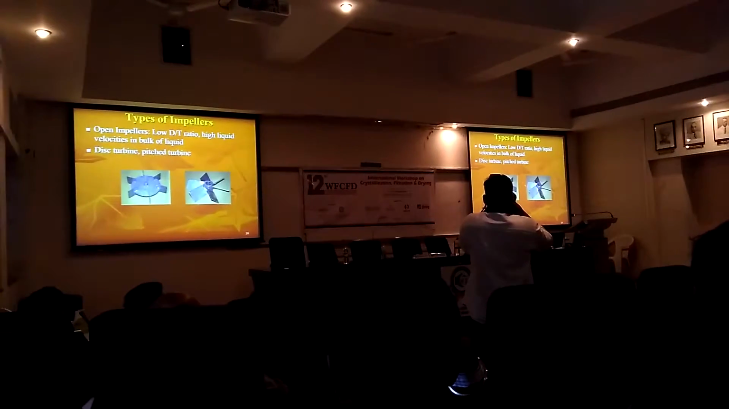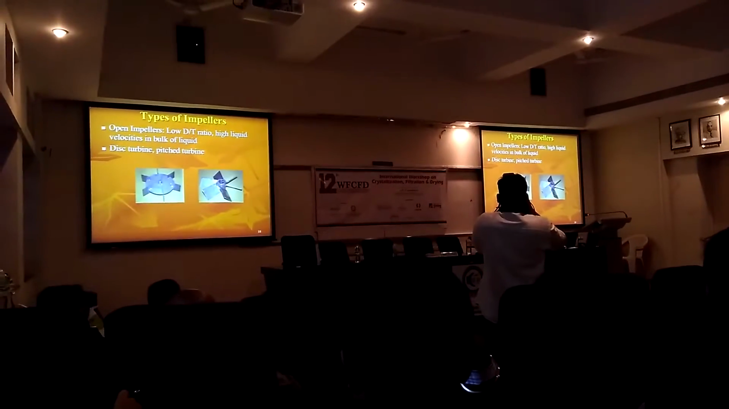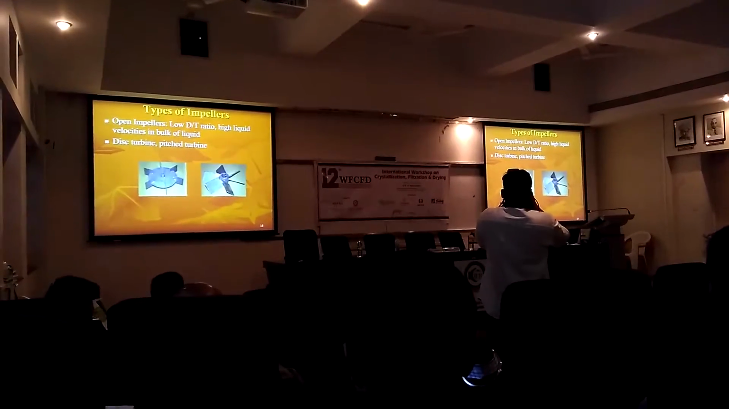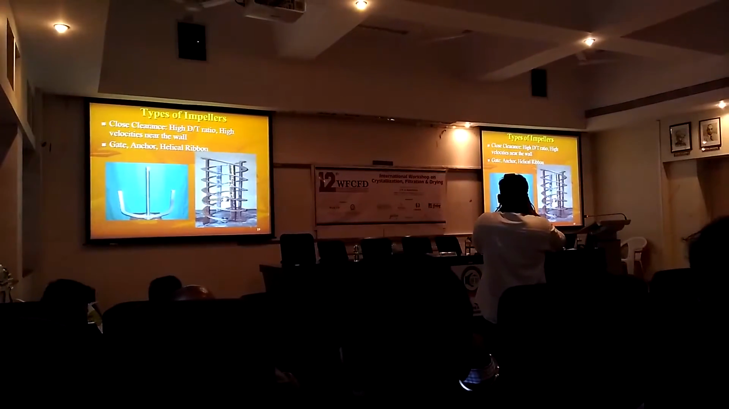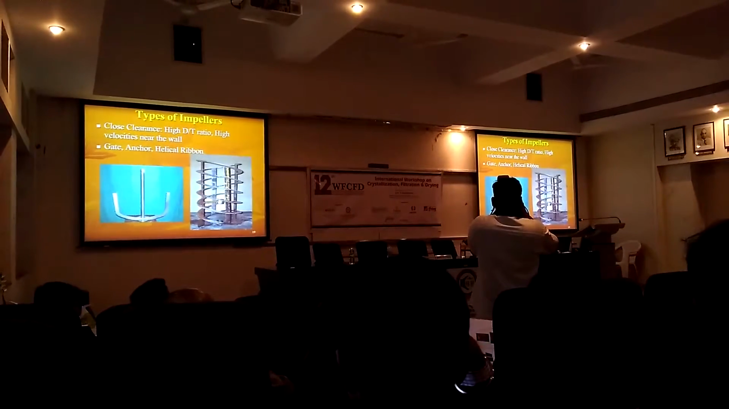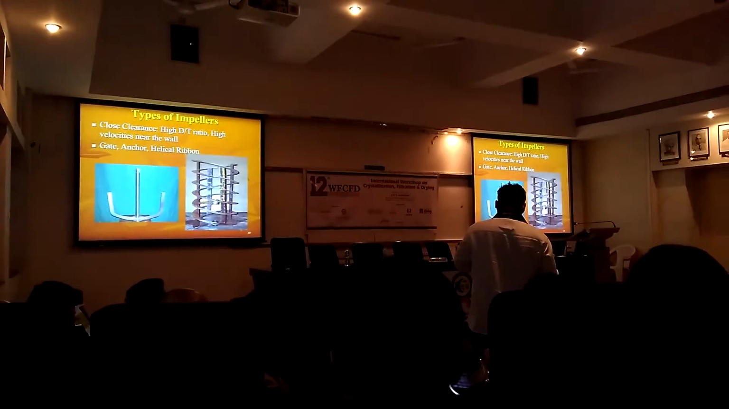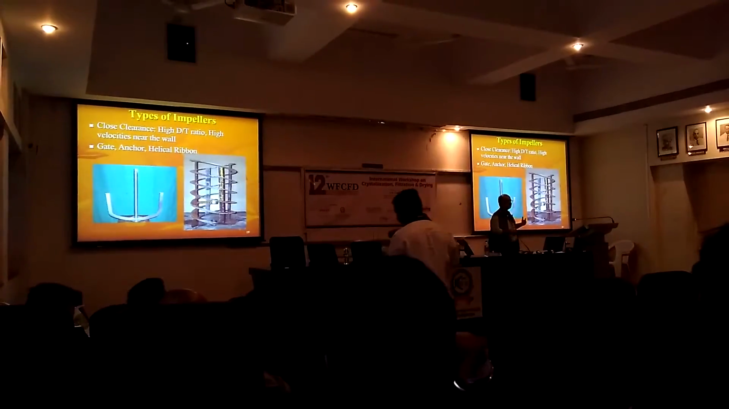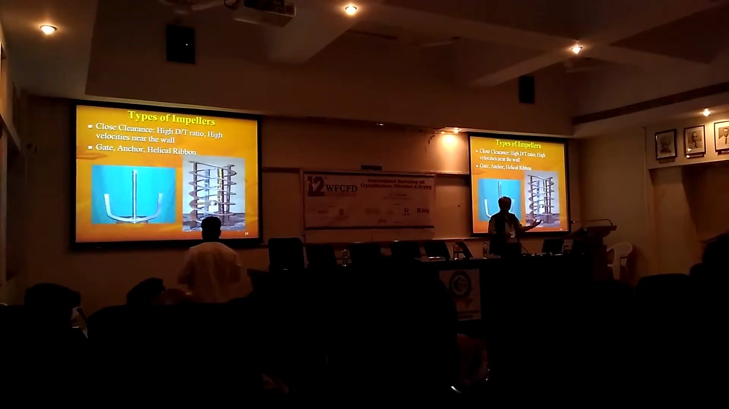So disk turbine, pitch blade turbine, this is disk turbine, this is pitch blade turbine, are the typical radial flow impellers which you can use. These are the other types of impellers which are used, anchor impellers or helical ribbon screw type of impellers. Now this is typically the most commonly used impeller in the industry.